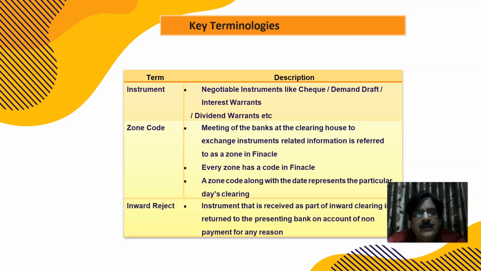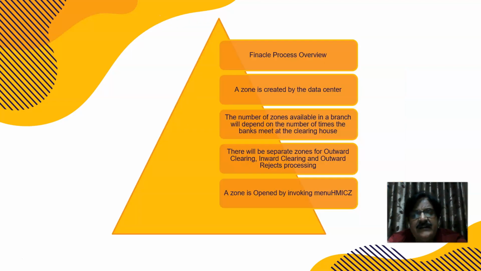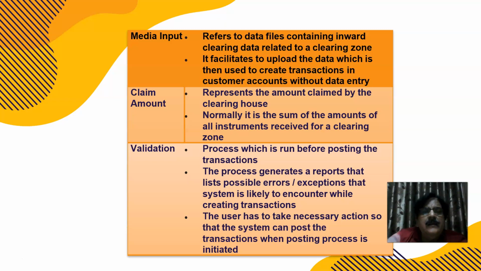So zone code, inward reject. The instrument that is received as a part of inward clearing is returned to the presenting bank. The media input refers to data files containing inward clearing data related to the clearing zone. It facilitates upload of data. The mass data upload can be done here. Claim amount represents the amount claimed by the clearing house, or now it is done away with. Normally it is the sum of the amounts of all instruments received for the clearing zone.